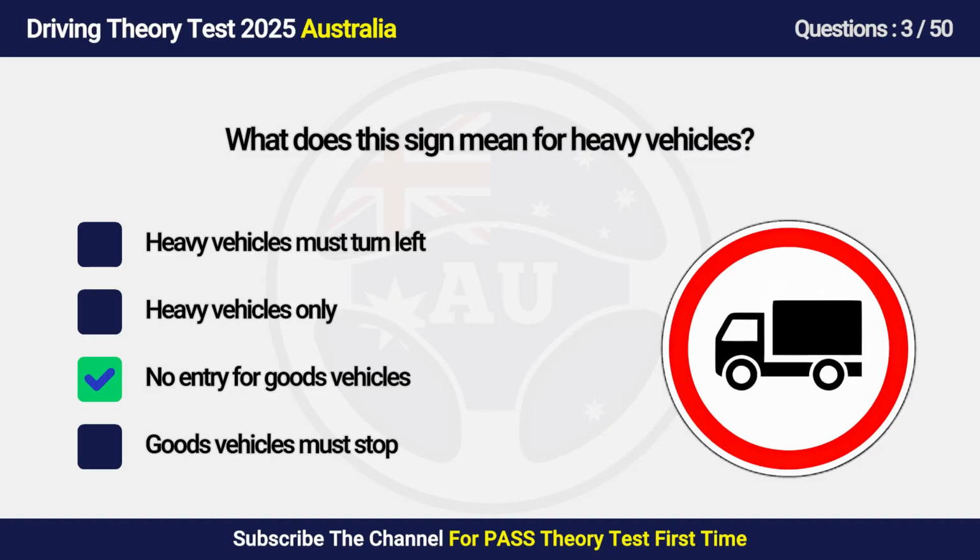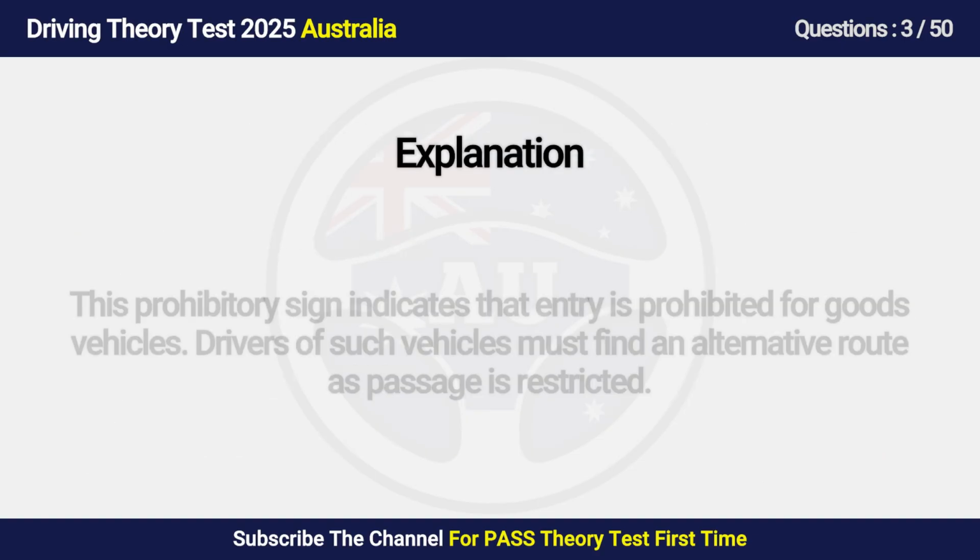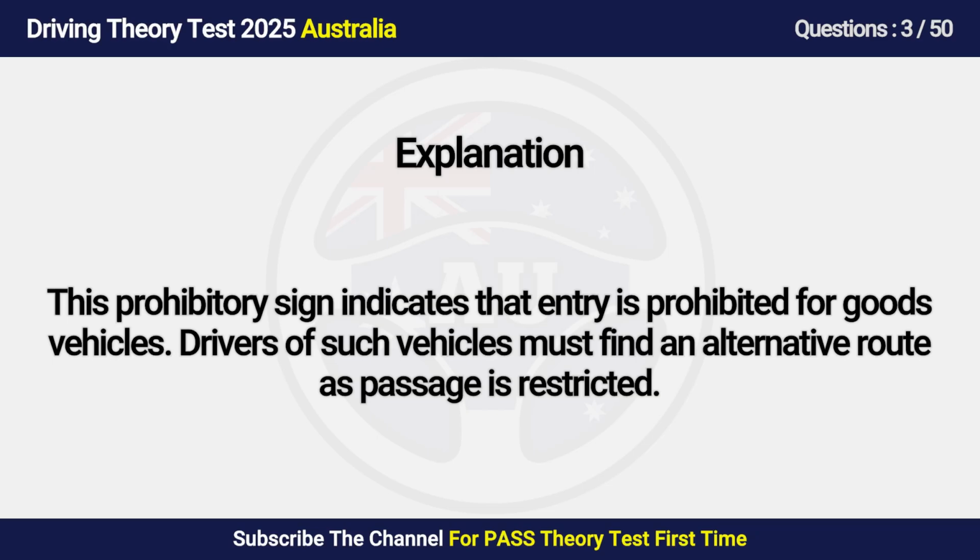Answer is C. No entry for goods vehicles. This prohibitory sign indicates that entry is prohibited for goods vehicles. Drivers of such vehicles must find an alternative route as passage is restricted.